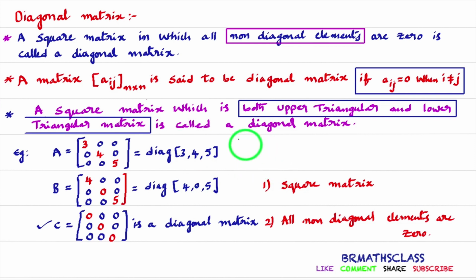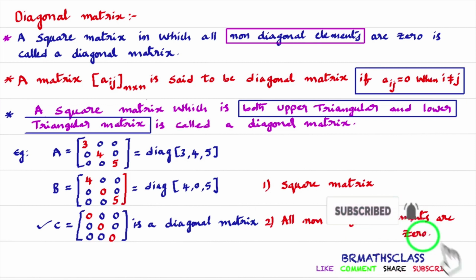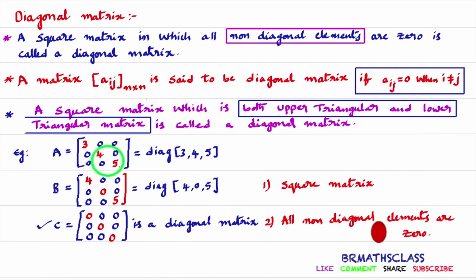What is a diagonal matrix? A square matrix in which all non-diagonal elements are 0 is called a diagonal matrix. What should you remember in a diagonal matrix? A diagonal matrix is a square matrix. And second, all non-diagonal elements in that square matrix must be 0. Forget about diagonal elements; diagonal elements may be 0, may not be 0. I hope you understand the definition of diagonal matrix.